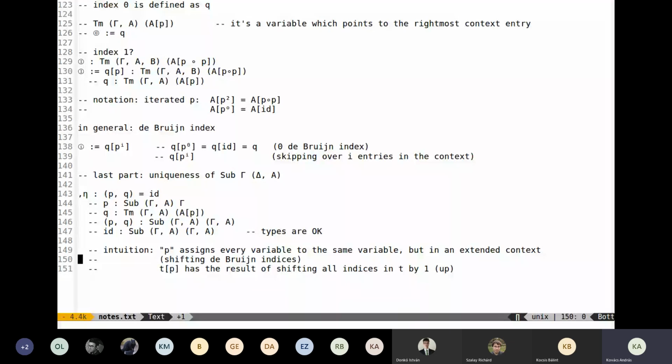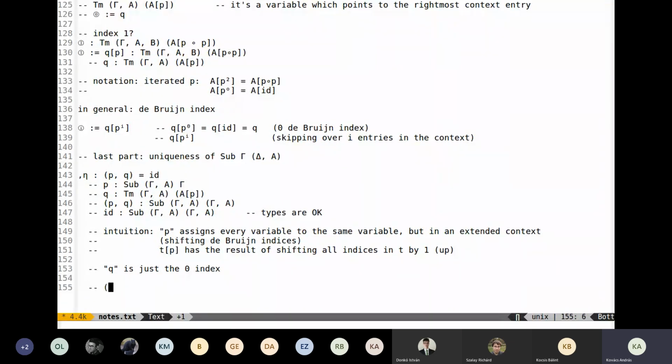And if you think about it, P is a substitution which goes from gamma A to gamma. So if you have a term which is only in gamma, then if you want to bring that term into an extended context, we have to increment all the de Bruijn indices inside the term to make it type correct. So this is another intuition for P, and for Q. So Q is just the 0 index.